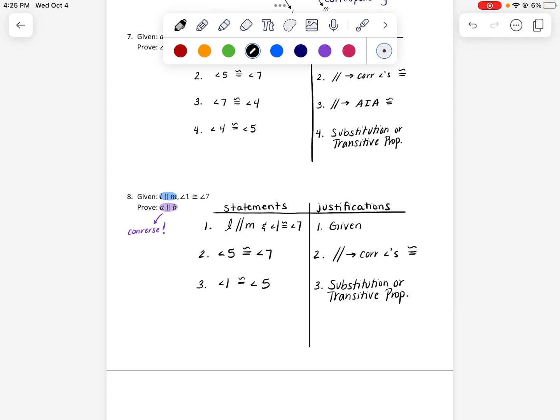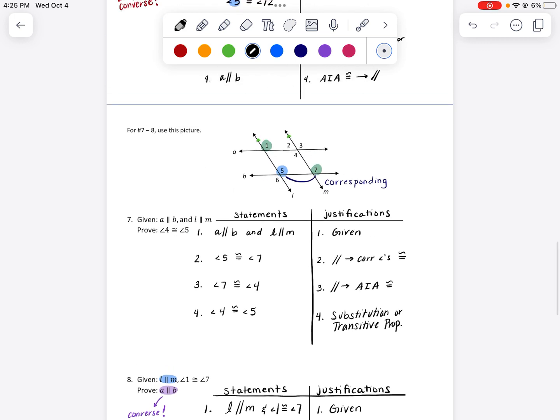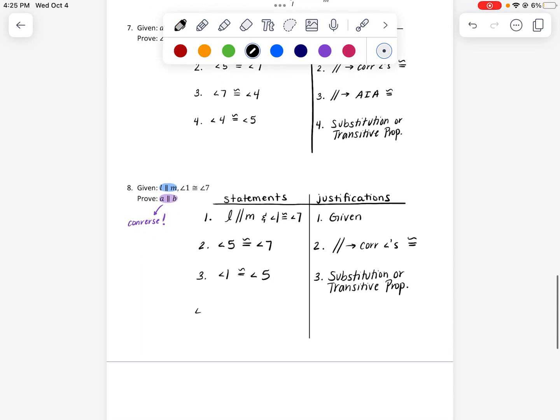Okay, and now because 1 and 5 are congruent, then A and B have to be parallel. Okay, so A is parallel to B, and it's because I have corresponding angles that are congruent. I have parallel lines for A and B.